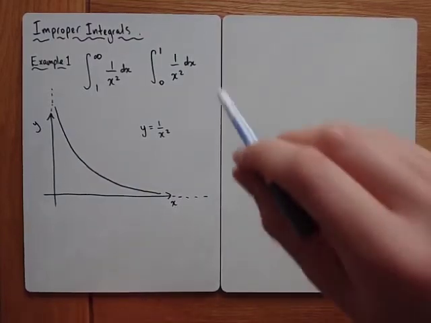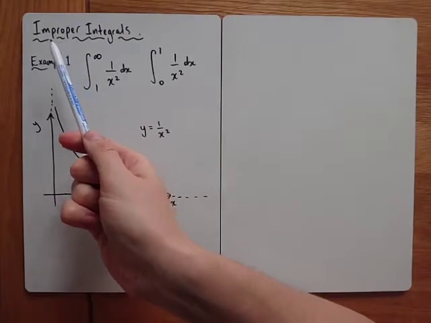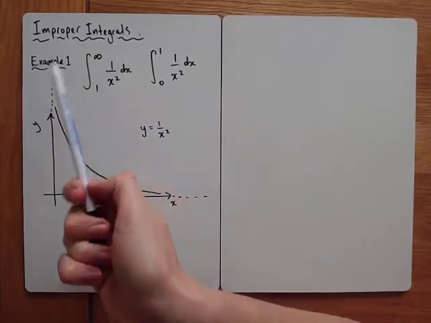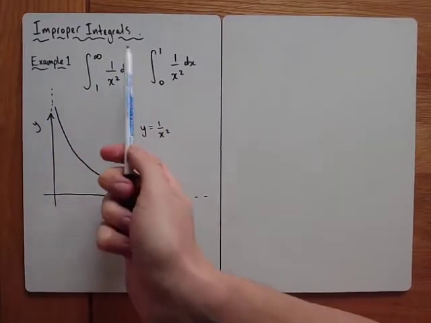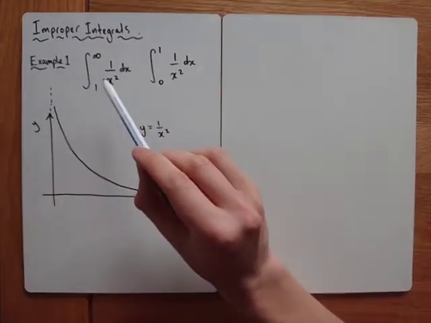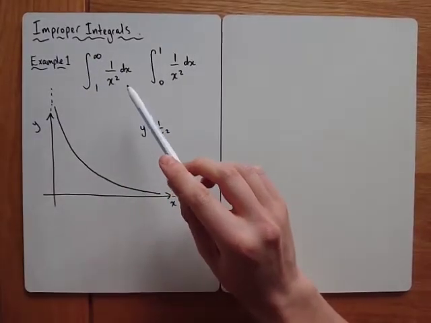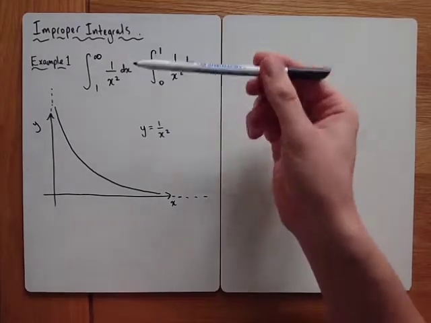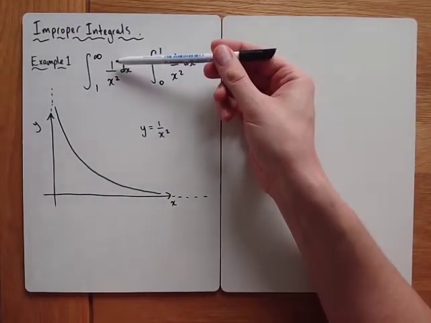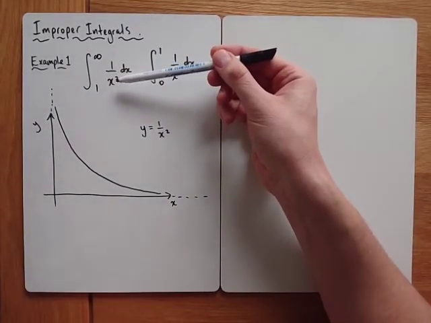In this video, we're going to take a look at an introduction to a topic called improper integrals. And I think the best way to sort of introduce this concept is just with an example. Okay, so the first example we're going to look at, we're looking at integrating the function 1 over x squared.